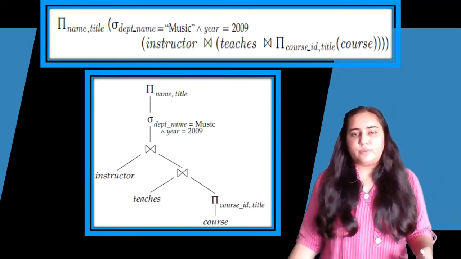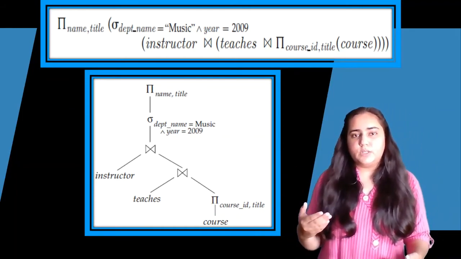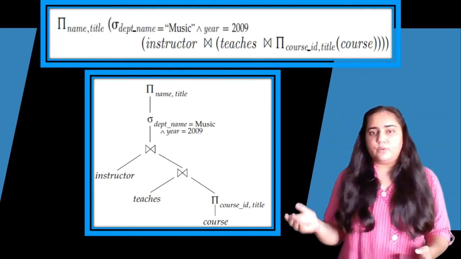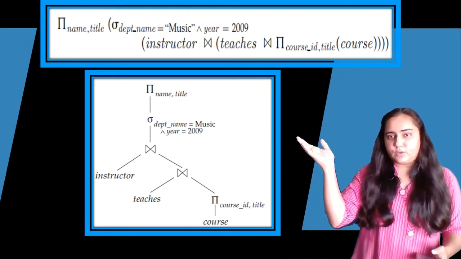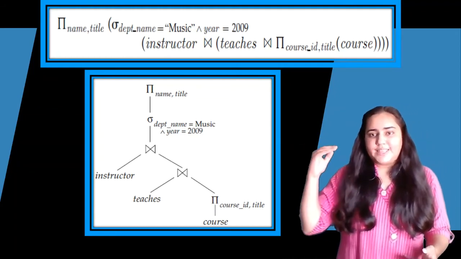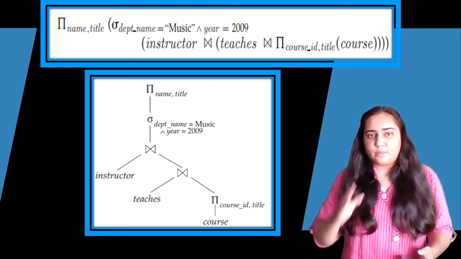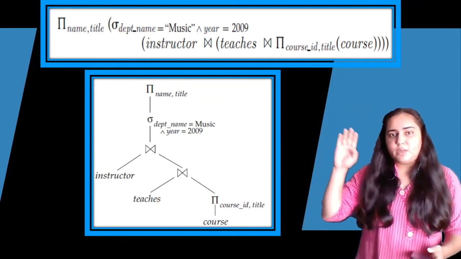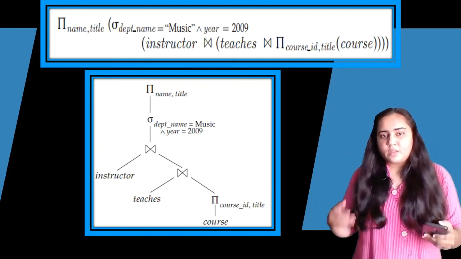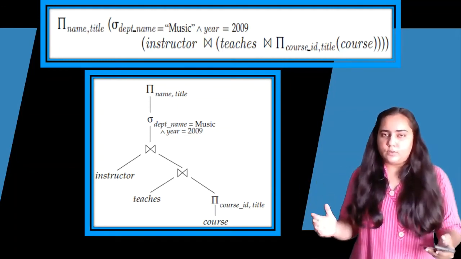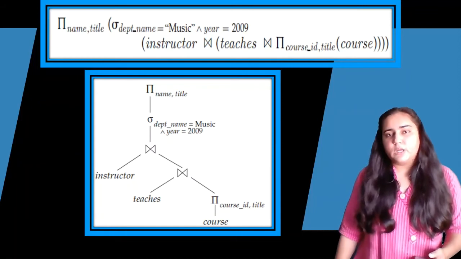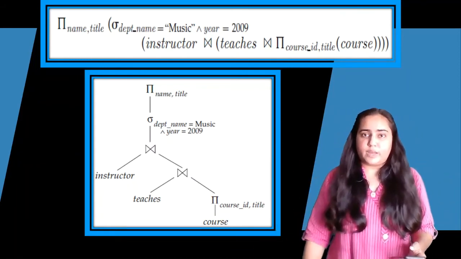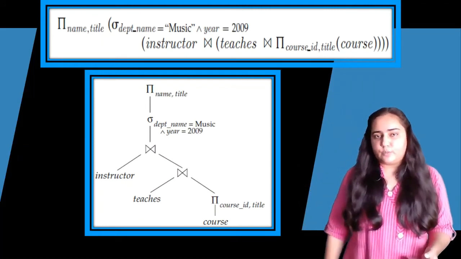And after that, I performed sigma operation, where I've taken dept name equal to music and year equal to 2009. Both of those are present right here, you can see. And then over it, I have taken the pi operation. So the pi operation is fetching for me the name and title columns from this whole query that we have done so far. So this is what the tree looks like for my original query. This is the original query without any transformations.